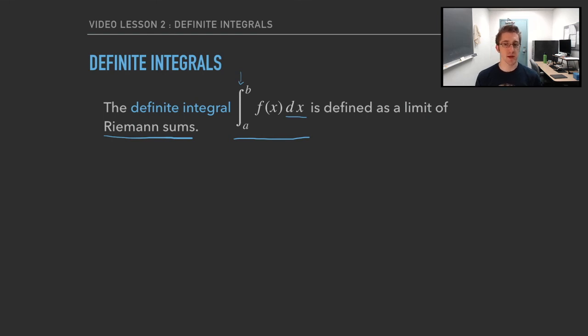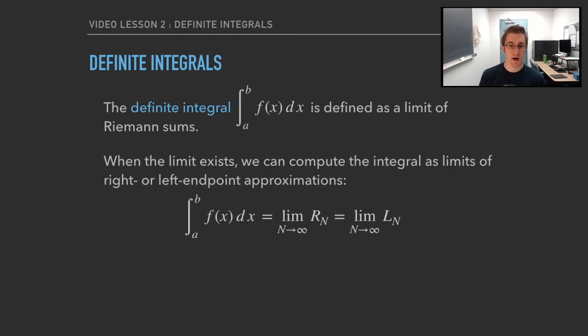A Riemann sum is a more general version of the right endpoint or left endpoint approximations to area under a curve. Okay, so like I said, since this is essentially just notation for area under the curve, it isn't that surprising that when this limit of Riemann sums exists, we can actually compute the definite integral as either the limit of the right endpoint approximations or the limit of the left endpoint approximations.